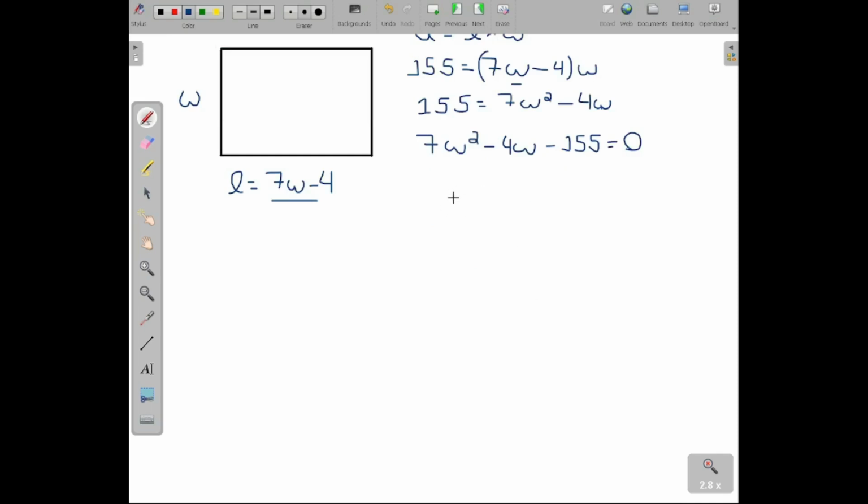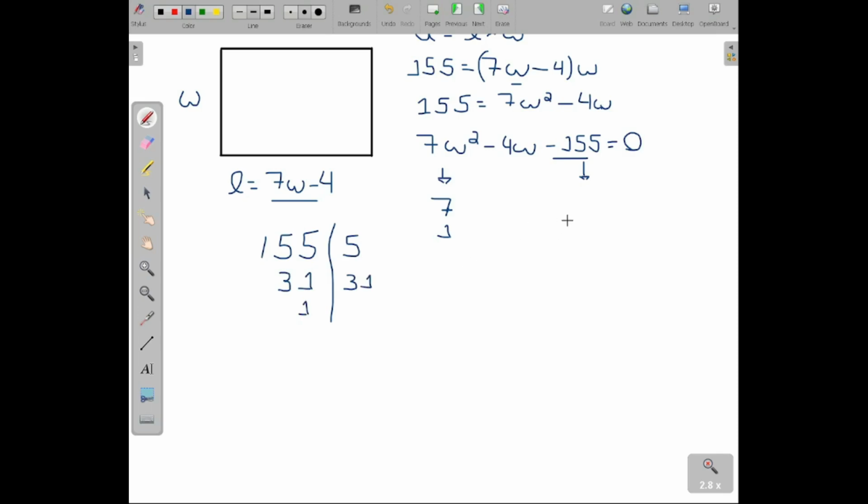Now we could solve this using the quadratic formula, or we could use this method. So we need the factors of 7 and negative 155. For 7 we only have 7 and 1. Let's divide 155 to find its factors. We have 5. 155 divided by 5 is 31. And 31 has only 2 factors, which is 31 and 1.